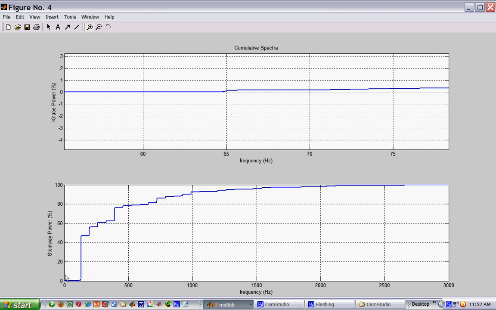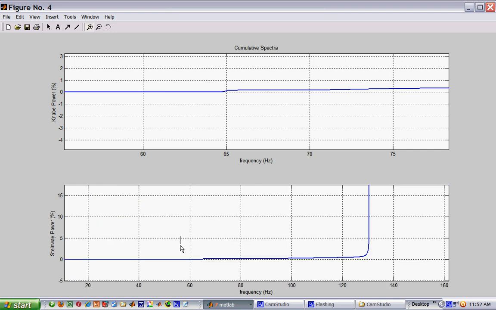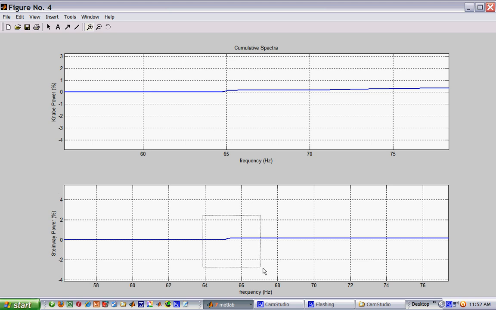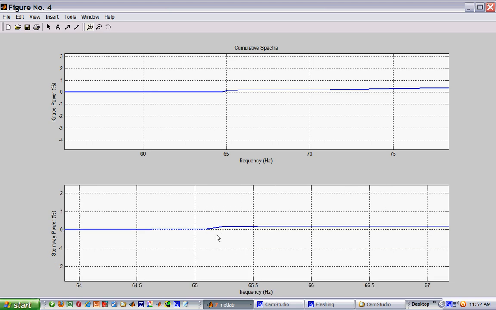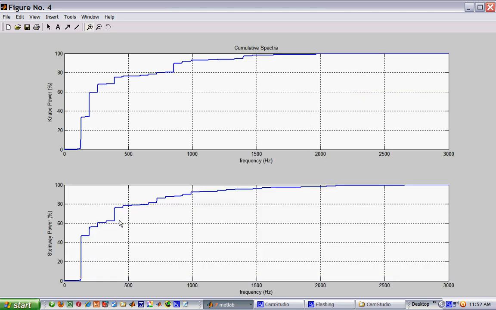Down here on the Steinway, we have a similar situation. There's again a little burp, a little contribution there a little bit above 65 hertz. The Steinway has almost 50% of its power from the second harmonic. On the other hand, the Knabe only contributes 35% of the power at the second harmonic, but it contributes 25% right in through here at the third harmonic.